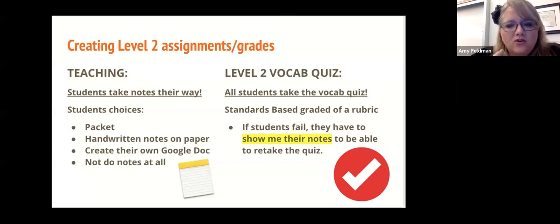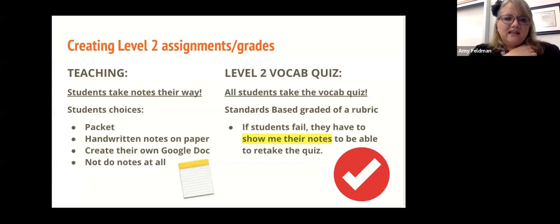So you will grade on a rubric, and then if they don't pass it and they want to retake it to get a better grade, which is what mastery is, they have to show me their notes. So if that student chose not to take notes at all, then now they have to go back, and what we call remediation, they have to go back and relearn the information, right? Because they're not allowed to retake the quiz unless they do their notes.